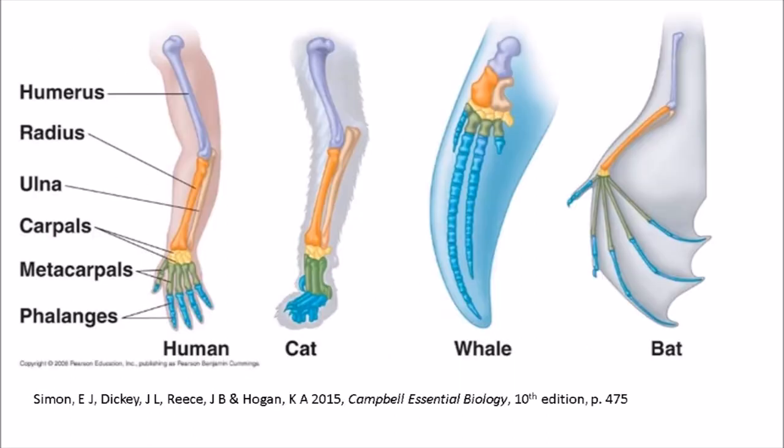Going into a bit more detail than I can draw, sometimes you can see bone structures between species that are very similar. Again, because humans, cats, whales and bats are all mammals, we can consider these species to have a common ancestor and therefore these similarities are called homologous structures.